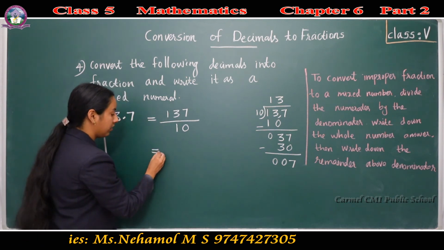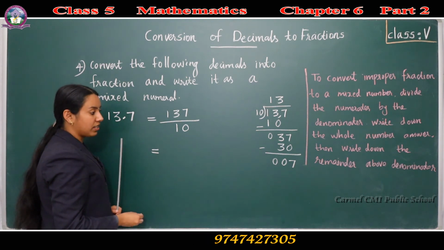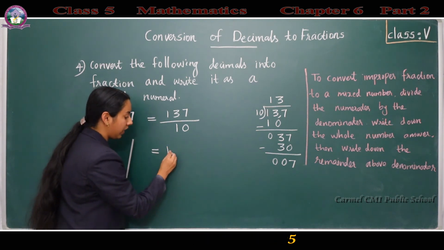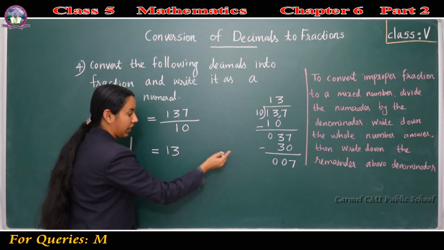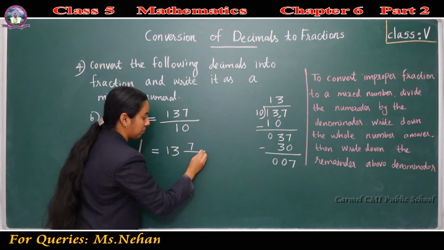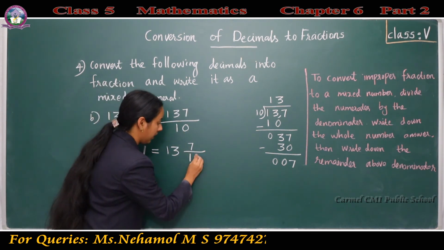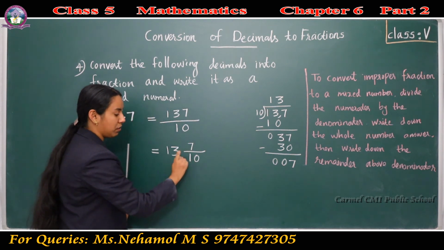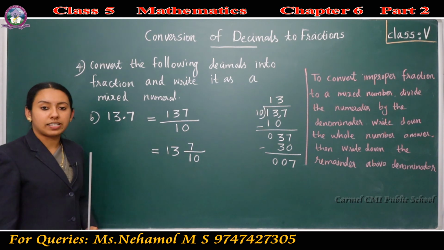We can convert this improper fraction to a mixed numeral. First write the whole part 13, then write the remainder over the divisor 10. 13 7 by 10 is the corresponding mixed numeral.